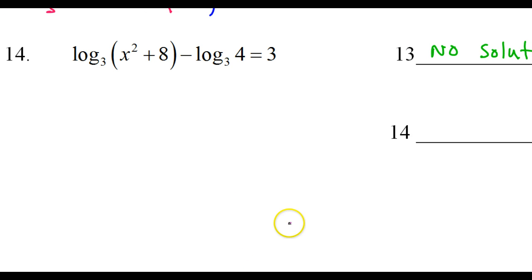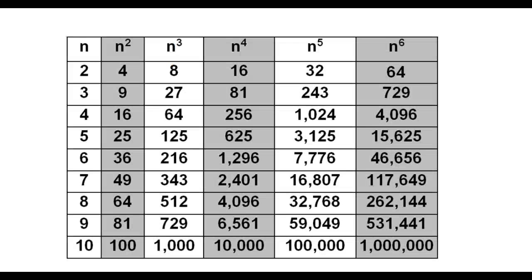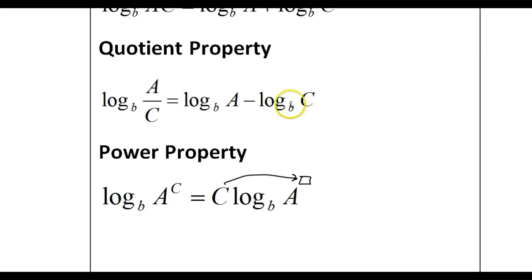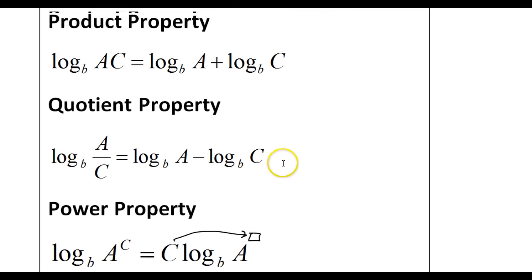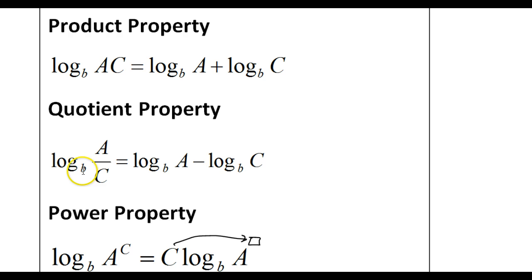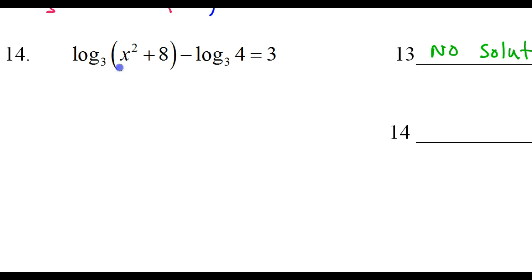Alright, number 14. Okay, we don't have logs on both sides, so what we need to do now is condense. We're going to do the quotient property in reverse. So if we have a log minus a log, that'd be the same thing as having a single log of a quotient. So when I have a log minus a log, I can rewrite that as a single log.